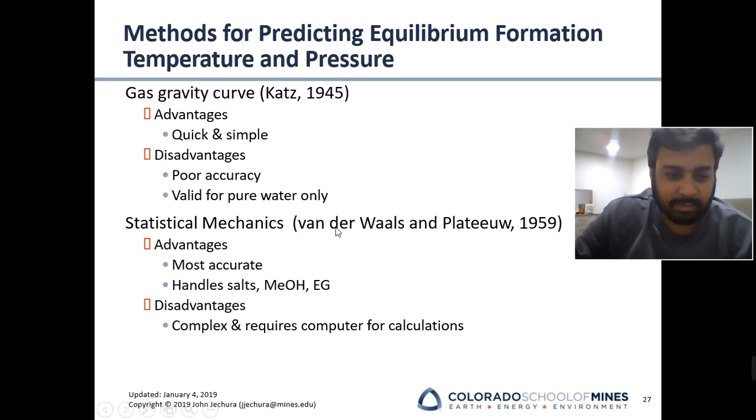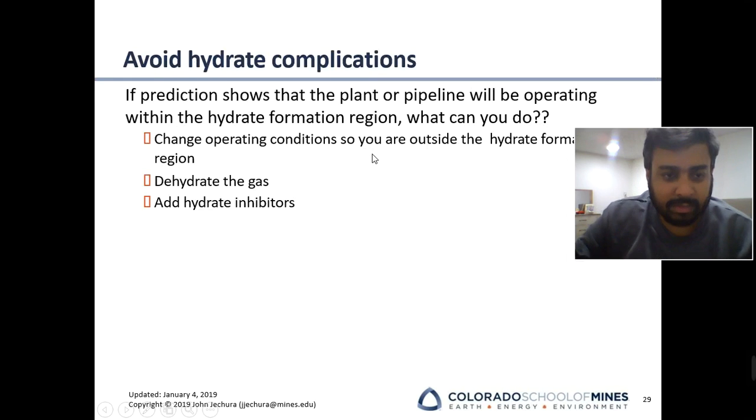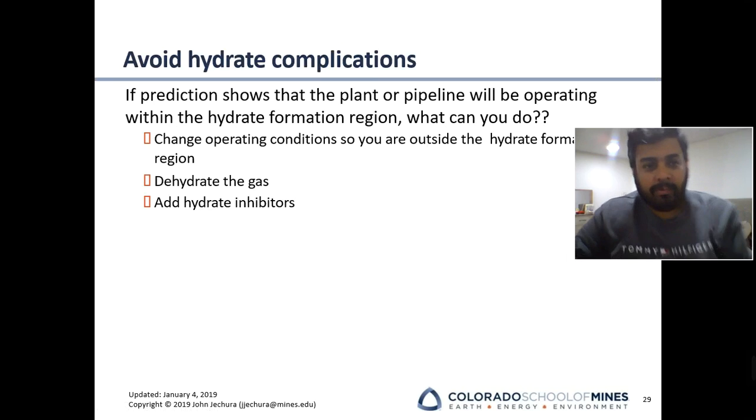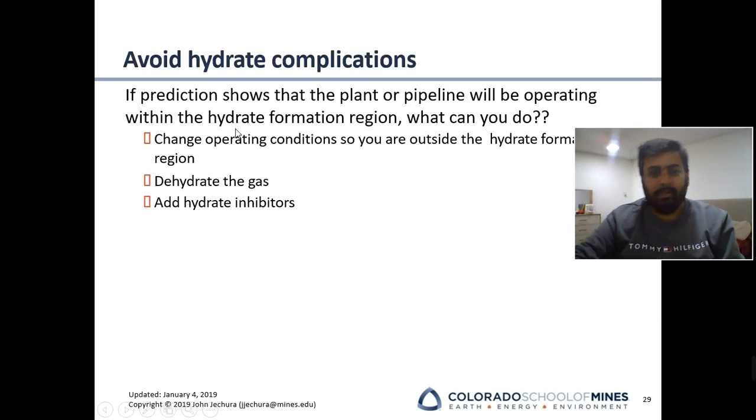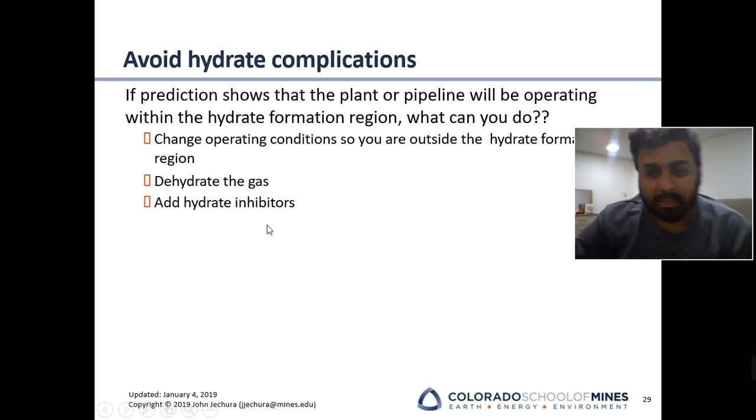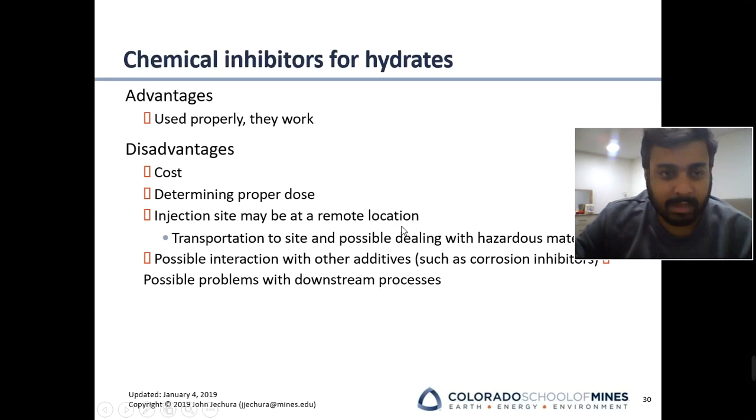For that we have some methods. You can see here we have the gas gravity curve, and it predicts, based on pressure and temperature, at what pressure and temperature this hydrate formation can happen. So how can you avoid this hydrate formation? Actually, you have to make sure that your pressure and temperature are outside that region. For example, temperature should not be too cool, and secondly, there should be no water, so you have to dehydrate the gas and add inhibitors. Inhibitor means those chemicals that can inhibit, reduce or stop the hydrate formation.